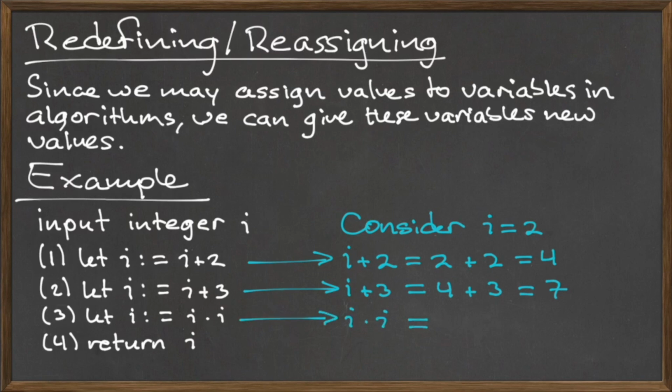The third step of our algorithm redefines the variable I again to take on the value I times I. Remember, at the end of step 2, the current value of I is now 7. So, after step 3, the value of I will be 7 times 7, which is 49, which is returned as output in step 4. So, for the input I equals 2, the output is 49.